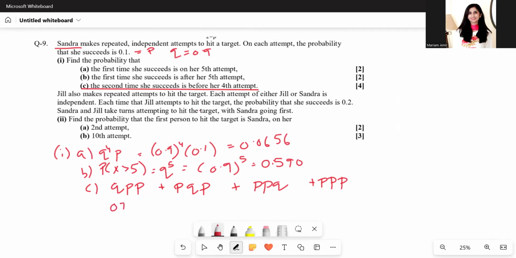So now we're going to add and multiply all these probabilities. It's 0.9 times 0.1 squared. And it's the same here and it's the same here. So I'm going to multiply this with 3, plus 0.1 cubed for P, P, and P, which gets us 0.028.